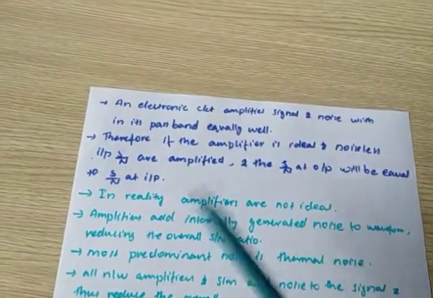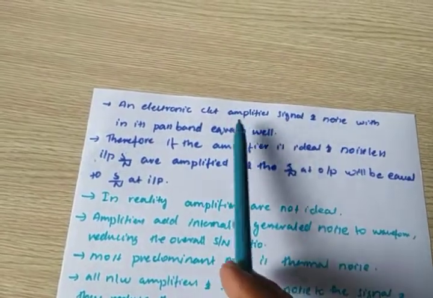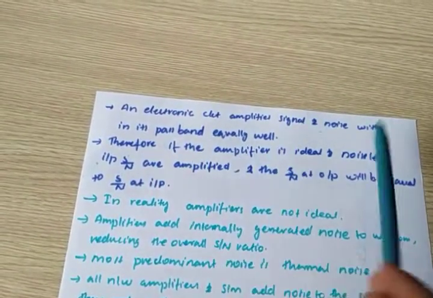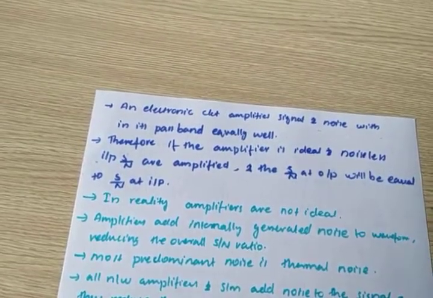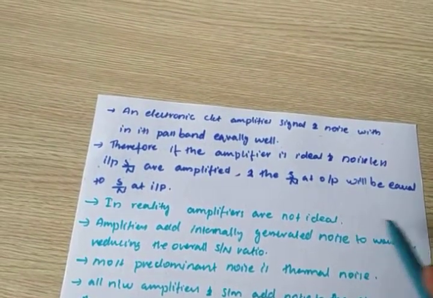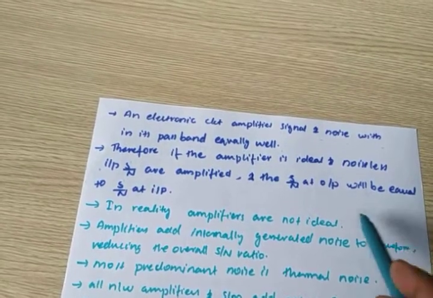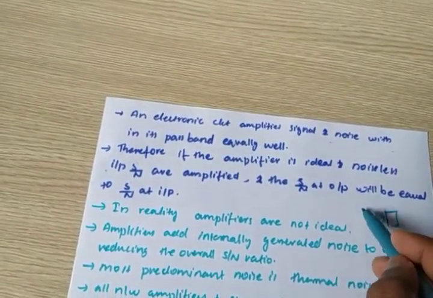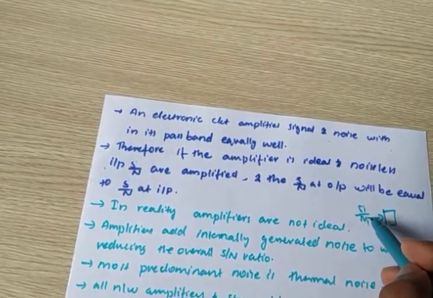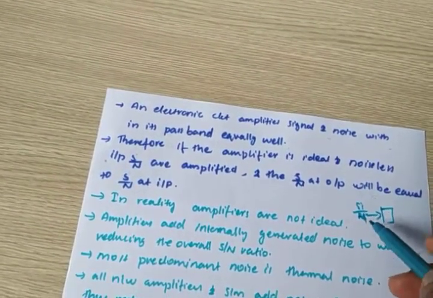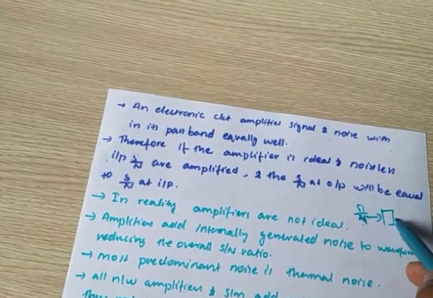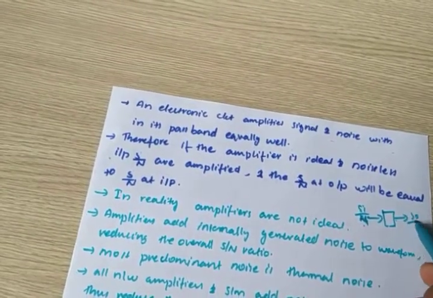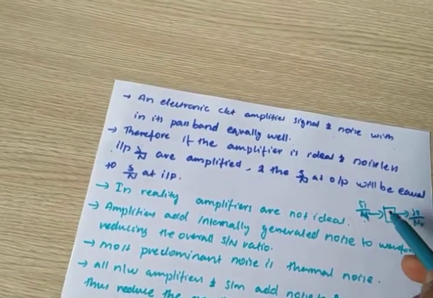In an electronic system, a circuit normally amplifies signal and noise within its passband equally well. Suppose we consider a system, and signal plus noise enters into it. The system will amplify it. This is the system, and this is Si by Ni. That means signal and noise both come into the system, and both are amplified, and you will get a signal to noise ratio S0 by N0 at the output.